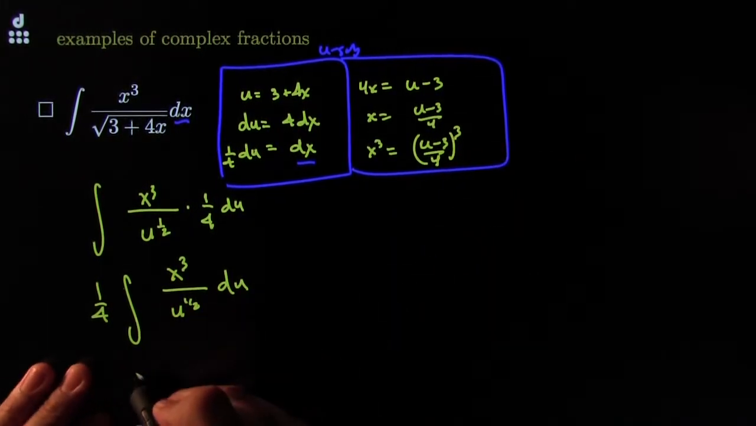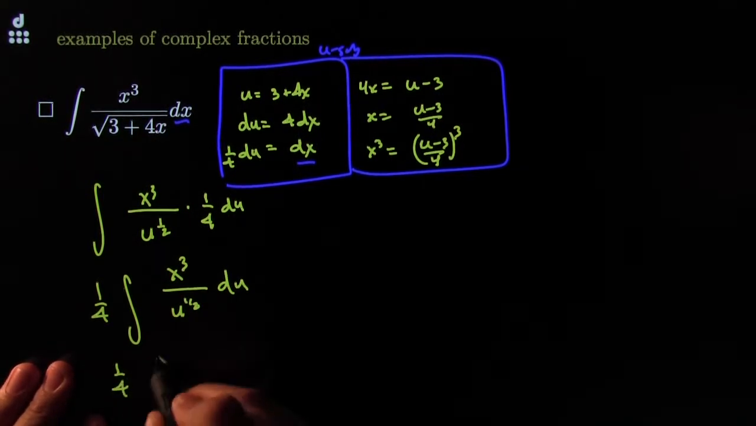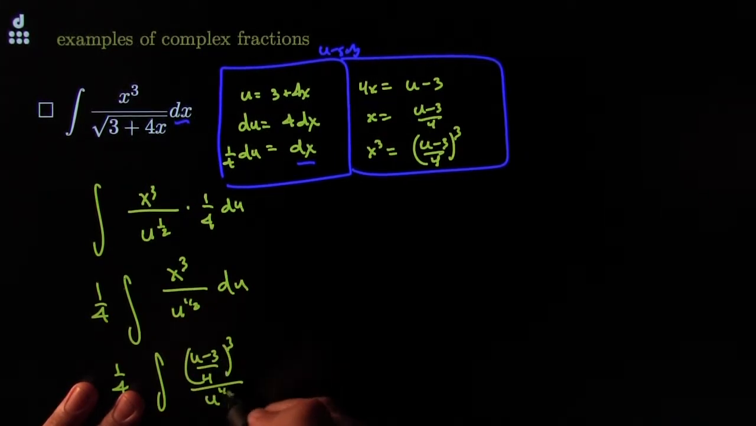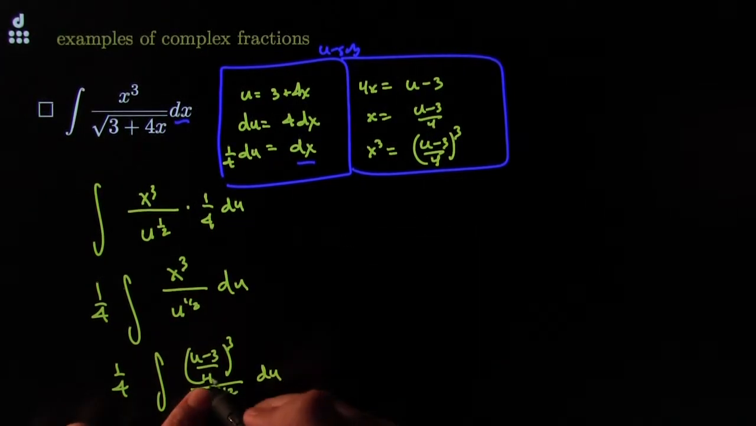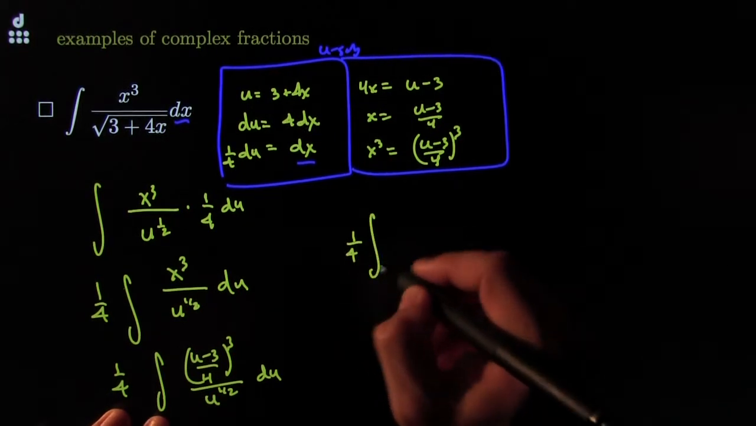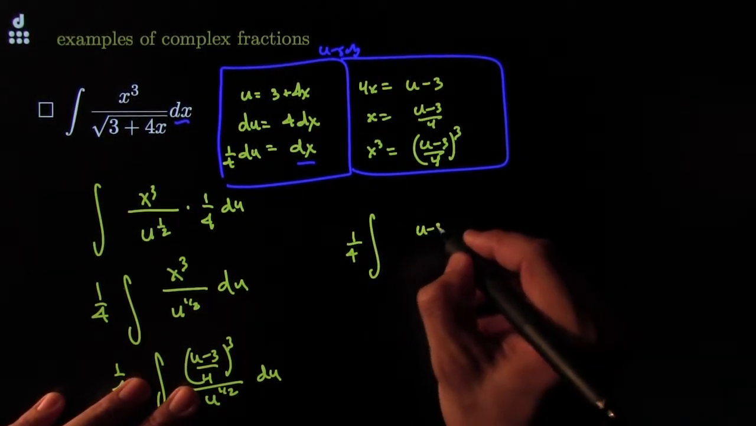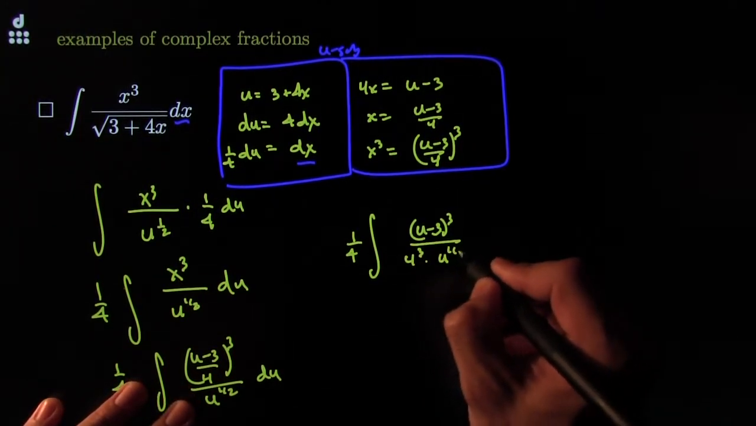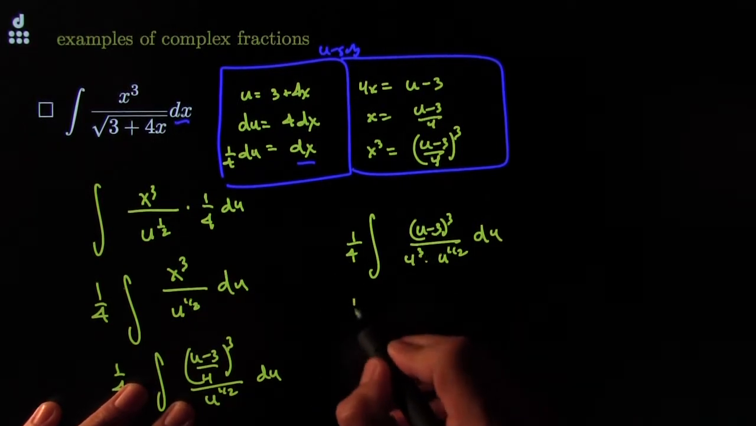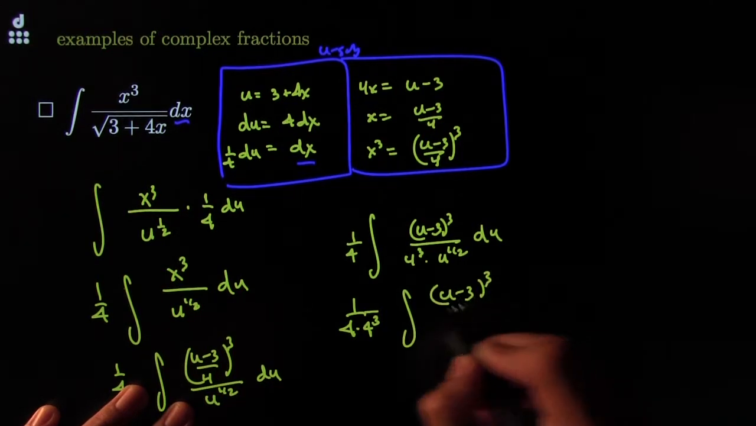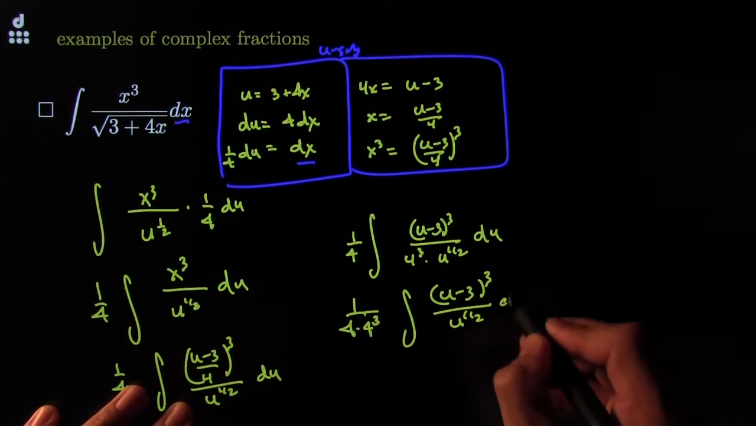So this one becomes 1/4 integral of u minus 3 over 4 to the third all over u to the 1/2 du, which I could take into pieces. This would be 1/4 on the outside, and I can have u minus 3 to the third, and a 4 to the third there, and u to the 1/2 du. Of course this comes out and I get 4 times 4 to the third, integral of u minus 3 to the third all over u to the 1/2 du.